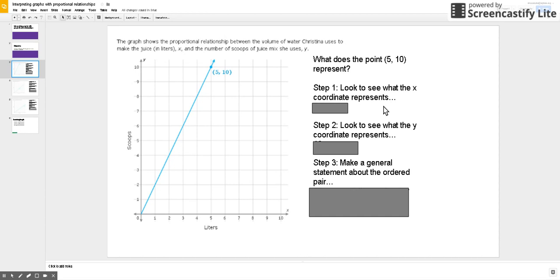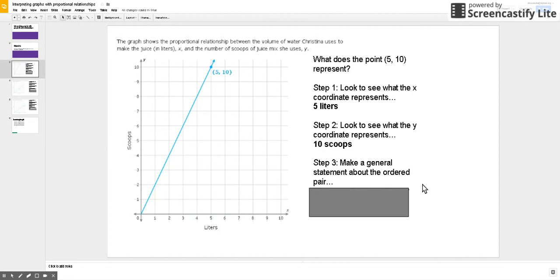Our first step in trying to figure this out is to see what the x-coordinate represents. The x-coordinate, if you can recall, is the first number in the ordered pair. So 5 is our x-coordinate. If we're going across 5, we're talking about 5 liters of water. So your x-coordinate represents 5 liters of water in this case. In step 2, we want to see what the y-coordinate represents. The y-coordinate, you're going up 10, so that would represent 10 scoops.